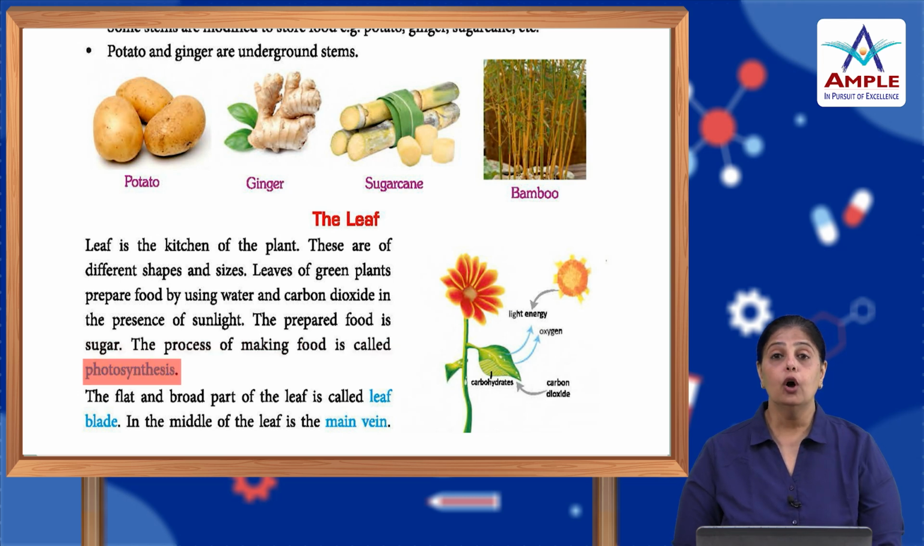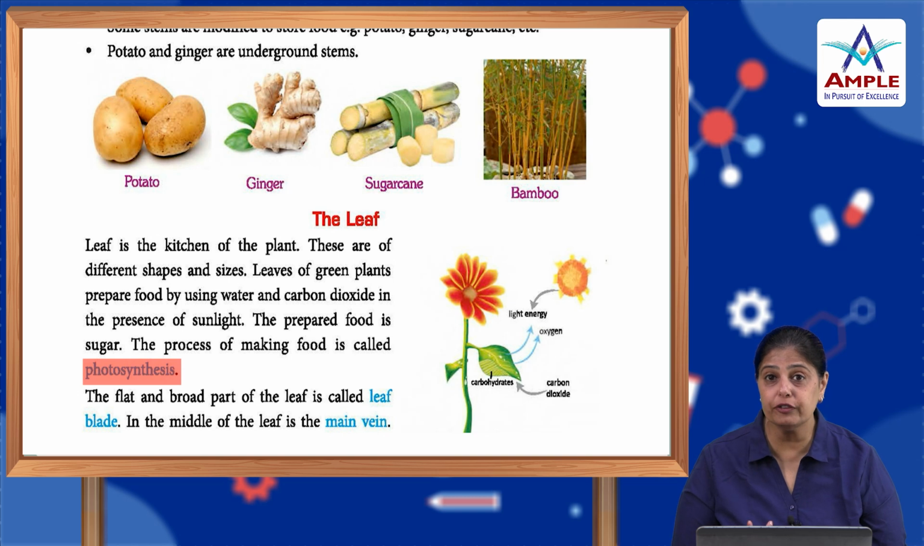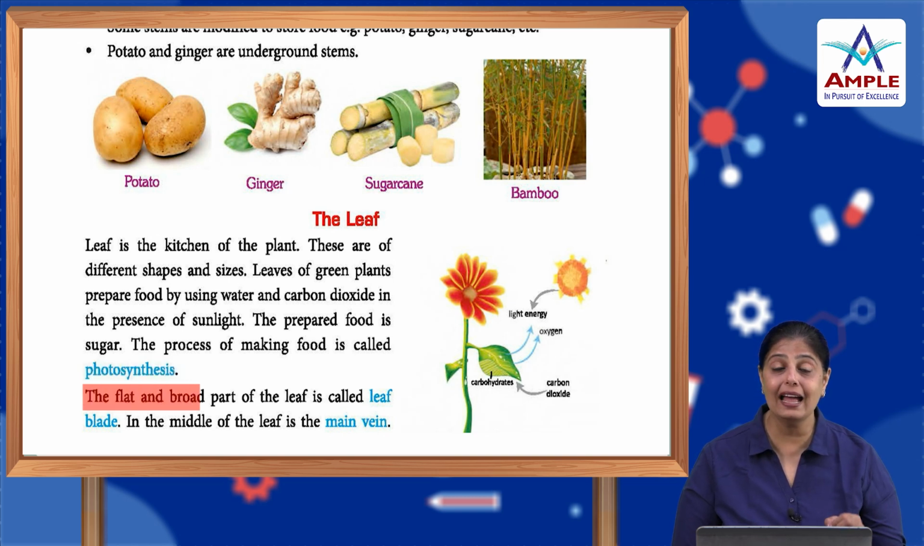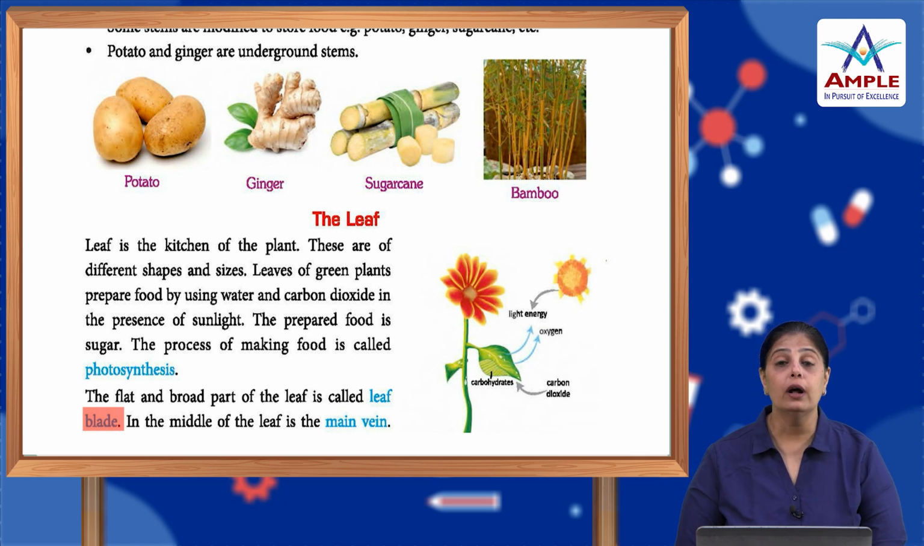Now if you look at the leaf, you will see that there are certain lines on it. Now, what are these different lines called? The flat and broad part of the leaf is called the leaf blade. The leaf that we see, the flat and the broad part of it, is known as the leaf blade. Now, on the leaf you must have observed that there is a thick line going in the middle. What is it known as? In the middle of the leaf is the main vein.